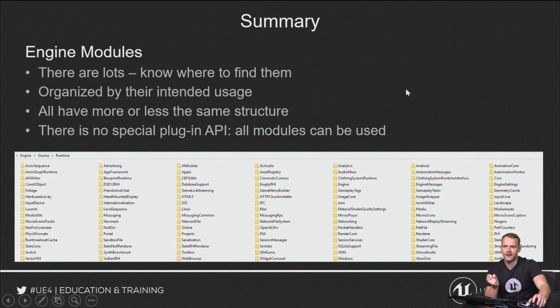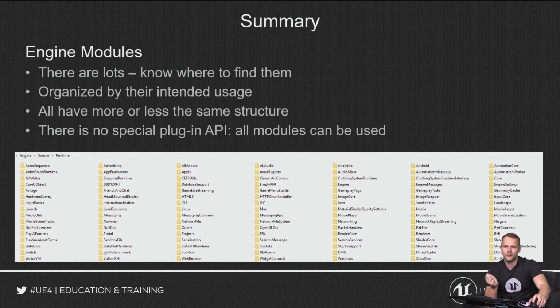All right, so that's it. To sum it up, there are a lot of modules in Unreal Engine 4. Like I said, there are hundreds. I think we have over 250 now. Don't be discouraged. You don't have to know all this code in order to be effective in UE4. You just have to know how to find things. We do organize all these modules by their intended usage, and each of the modules, they have pretty much the same structure: a public, a private directory, and a build.cs file that configures the compiler.